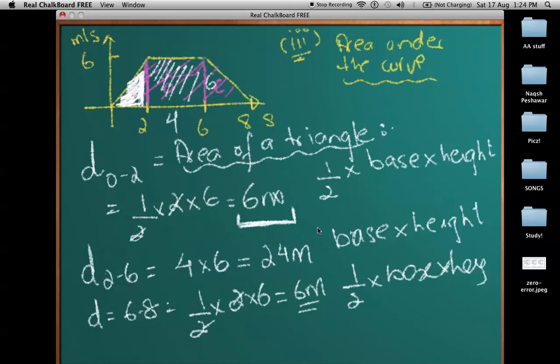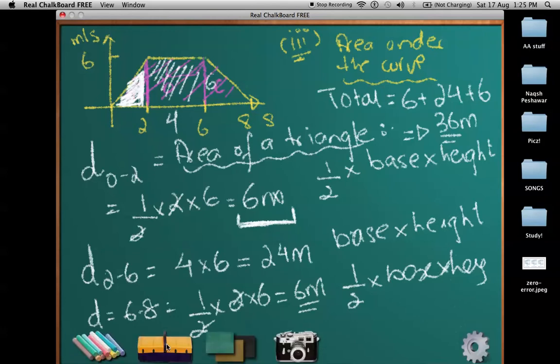So this was 6 meters, this was 24 meters, and this was 6 meters, and the total distance traveled by the car was 6 plus 24 plus 6, which is 24 plus 12, 36 meters. So in all this, the car traveled a distance of 36 meters.